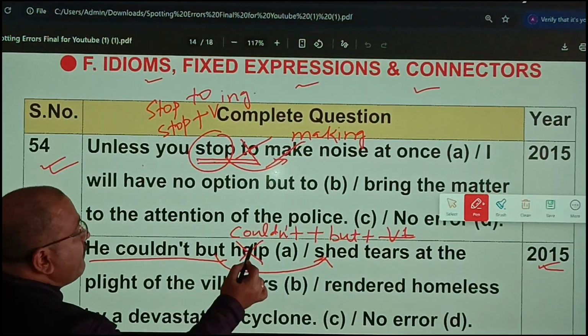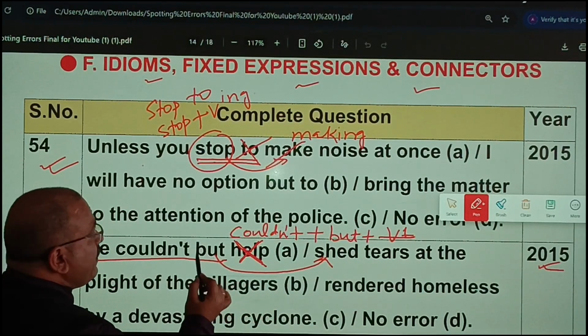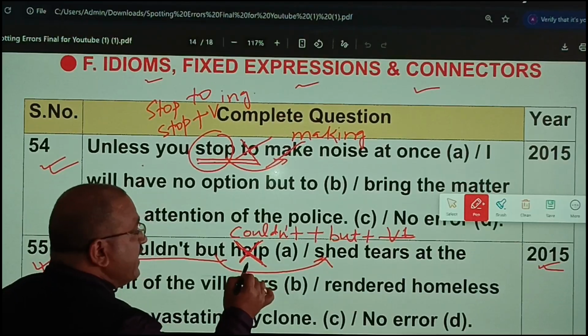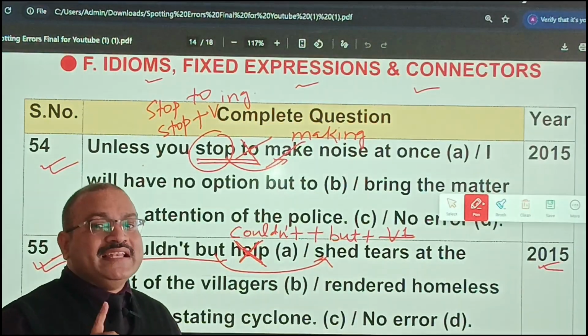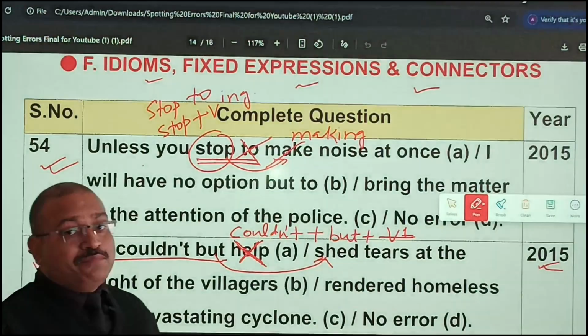What you will do? You will remove help. He couldn't but shed tears. Help here is redundant. There is no need of help here. So these two sentences are very, very important ones.